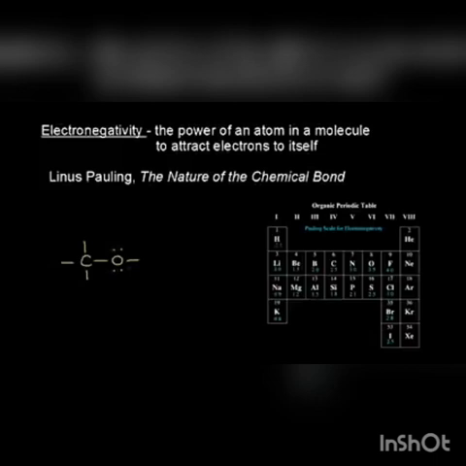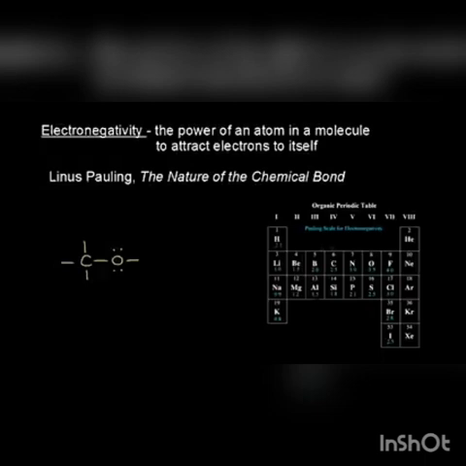And to do that, I need to look over here on the right at the organic periodic table, which shows the elements most commonly used in organic chemistry. And then in blue, it gives us the Pauling scale for electronegativity. So Linus Pauling actually calculated electronegativity values for the elements and put them into the table, and that allows us to compare different elements in terms of their electronegativities.